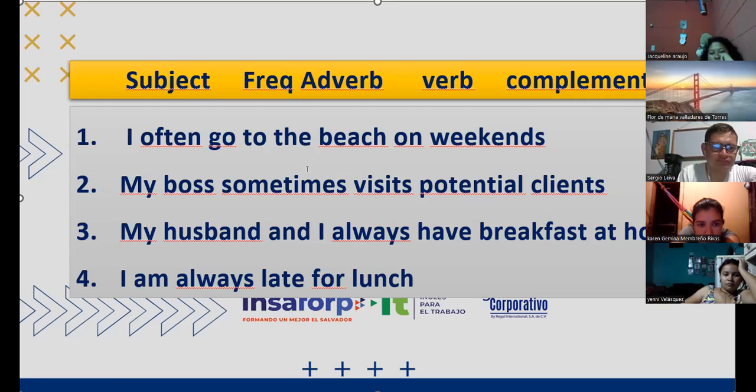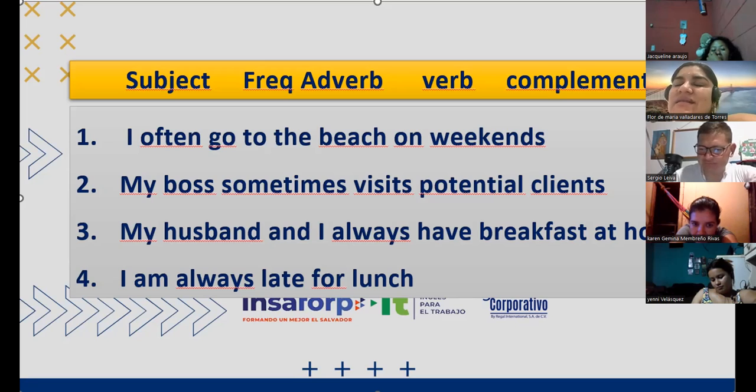Flor de María. Number four. I am always late for lunch. Okay, late. Sin miedo, late. Late. Eso. I am late for lunch. I am always late for lunch. Okay. Thank you.